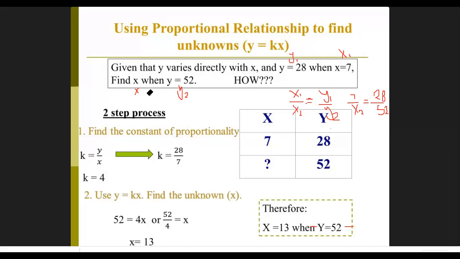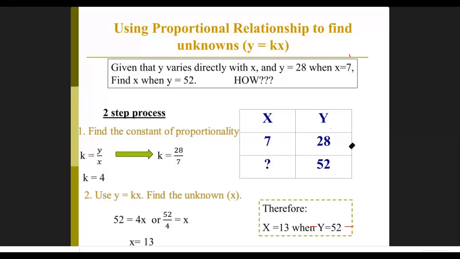How are we going to solve the question in another way? Same. You will make a table like you see in front of you now, and you are going to write x and y. Where is x1? It was 7. Where is y1? It was 28. x2, I don't know. y2 is 52. And we are going to use the same method: 52 times 7 divided by 28. Okay, this is the second way.